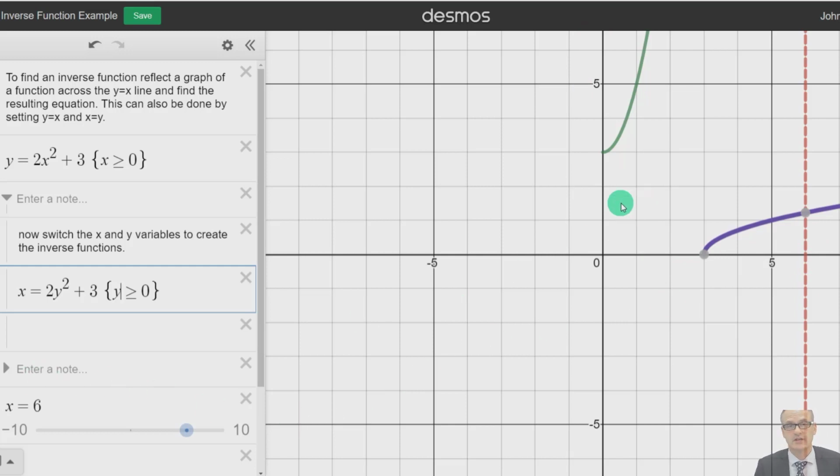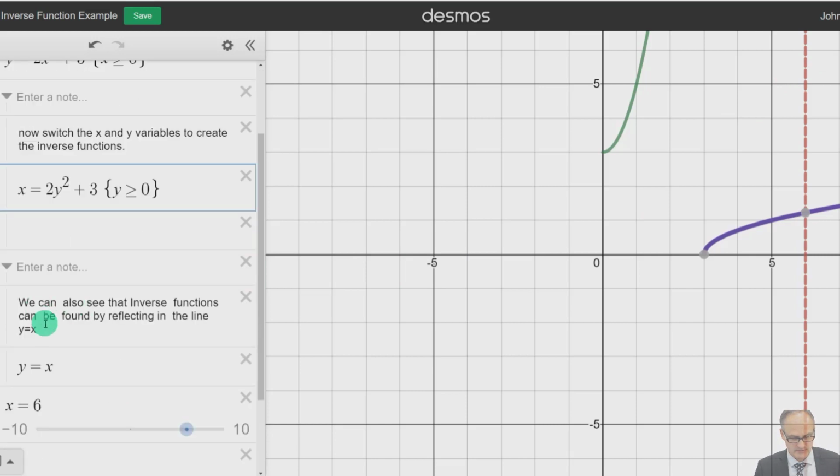Another way to look at how we can get our inverse function is to realize that we can find them by just reflecting in the line y equals x here. So this line here is a reflection of that line in the line y equals x, this is the line y equals x. You can also see that the point 0, 3 has flipped to 3, 0.